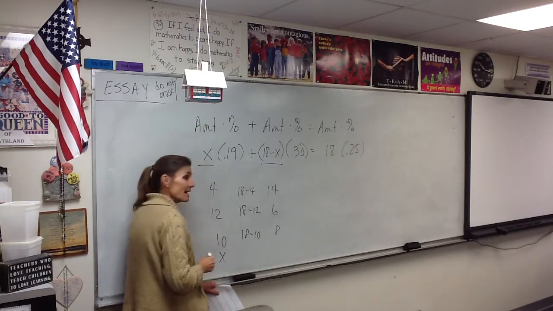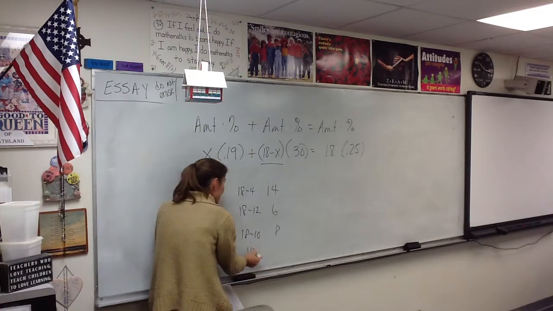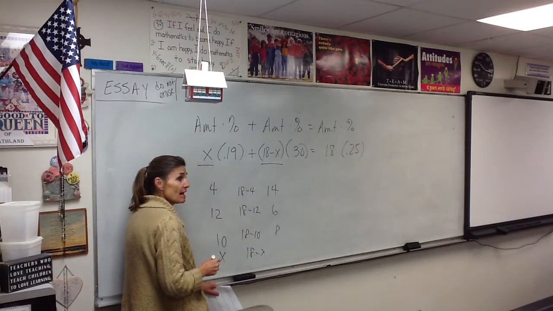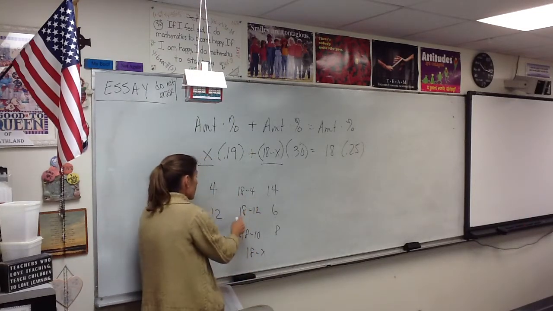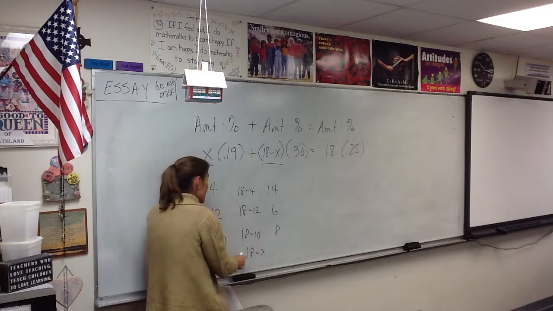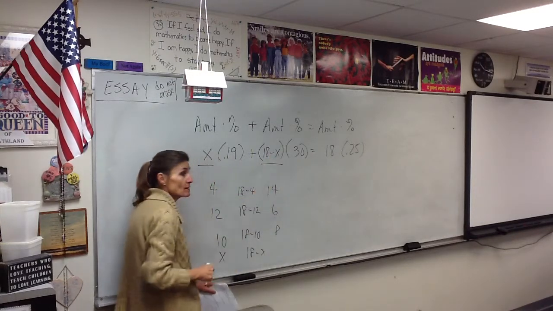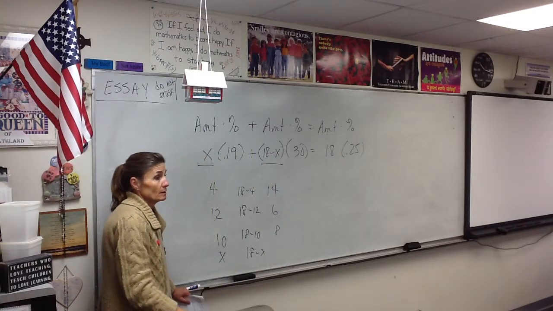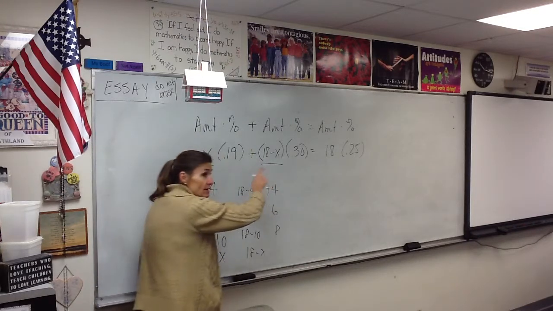So if this is x, this has to be 18 minus x. 18 minus 4, 18 minus 12, 18 minus 10, 18 minus x. That's what goes there. Tyler, can you solve it from there then? Yeah.